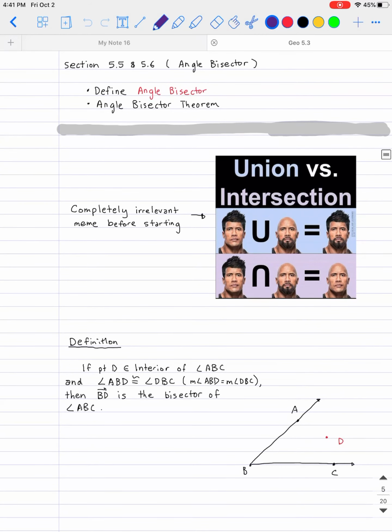Speaking of something different, you'll notice on the right hand side I have a totally irrelevant picture, but I figure you might get a good laugh if you still remember how unions and intersections actually work out.